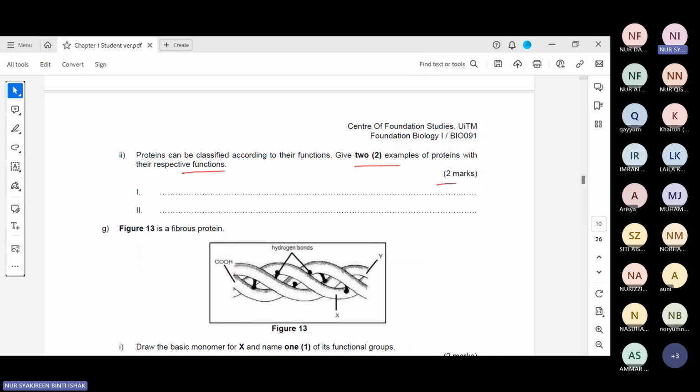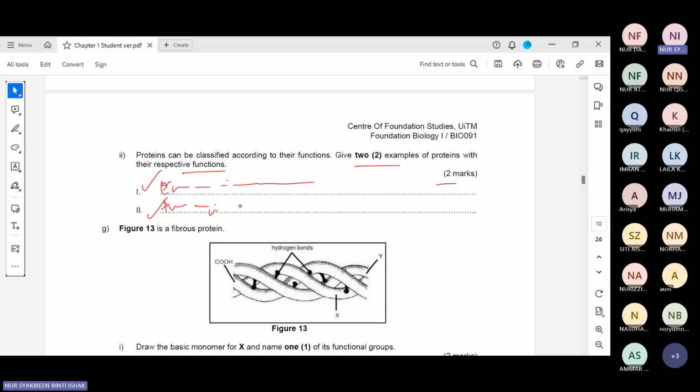So kalau awak bagi enzyme je, awak bagi hormon salah. So it means that you have to explain what is the function of the enzyme, what is the function of the hormones. Kan? So protein, if you classify protein based on function, ada banyak. Kan? So ada protein yang boleh bertindak sebagai enzyme, ada yang bertindak sebagai hormones, kan? But you have to explain. Enzyme to catalyze chemical reaction inside cell. Hormone is to coordinate body function.